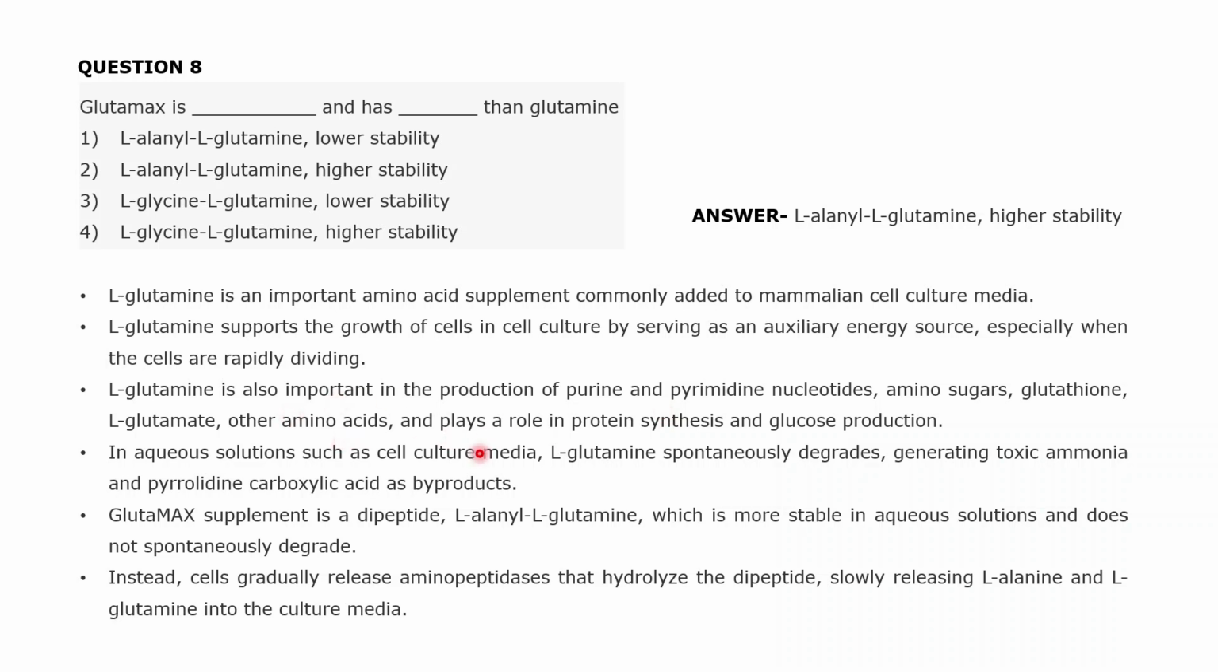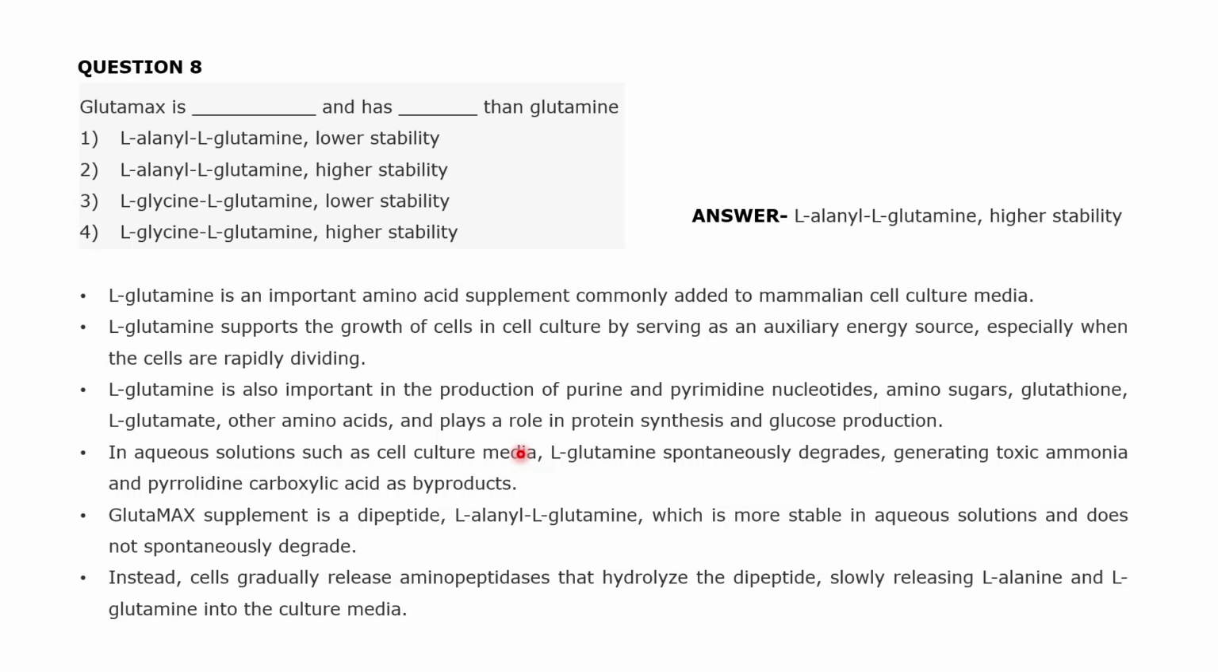In aqueous solutions such as cell culture media, L-glutamine has a short half-life because it tends to degrade spontaneously. Whenever an amino acid gets degraded, it produces ammonia and other carboxylic acid byproducts, which are toxic in nature. So when glutamine degrades, the ammonia gradually accumulates, and this can harm the cell culture and affect the whole culture, leading to cell death.